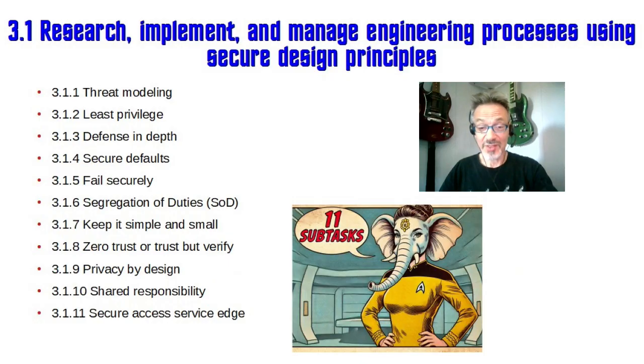Alright, this task has 11 subtasks, so let's get started. Number 1, threat modeling. 2, least privilege. 3, defense in depth. 4, secure defaults. 5, fail securely. 6, segregation of duties. 7, keep it simple and small. 8, zero trust or trust but verify. 9, privacy by design. 10, shared responsibility, and 11, secure access service edge.